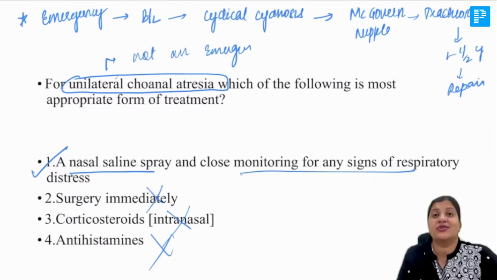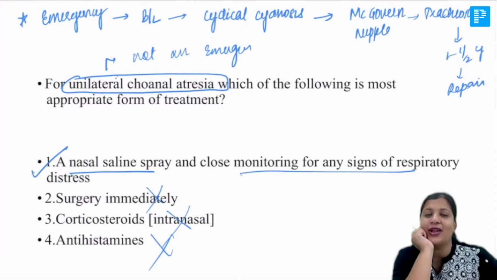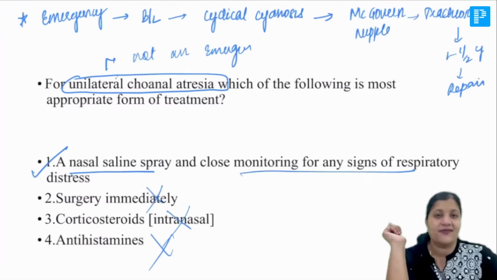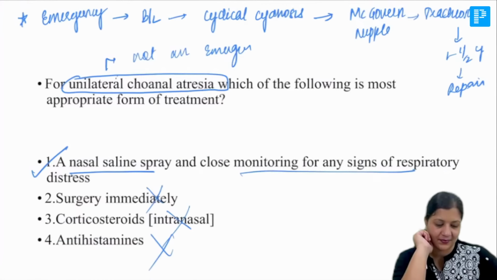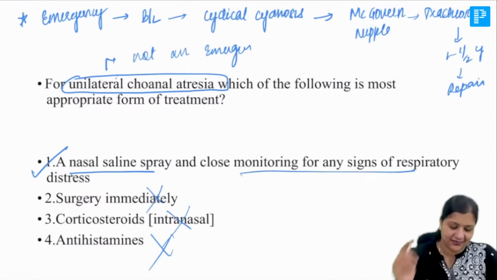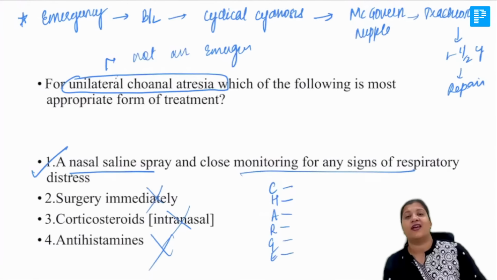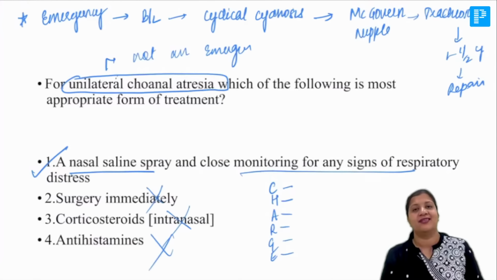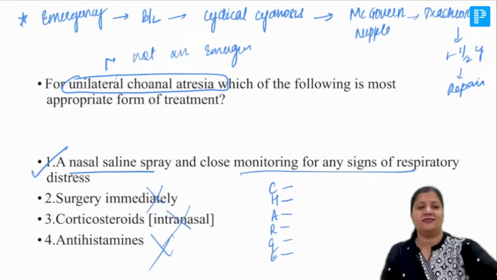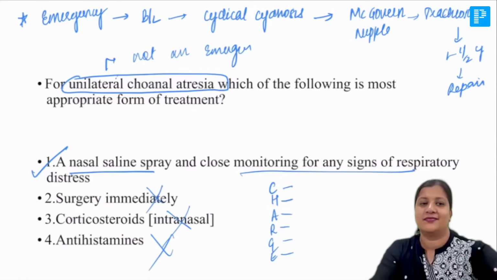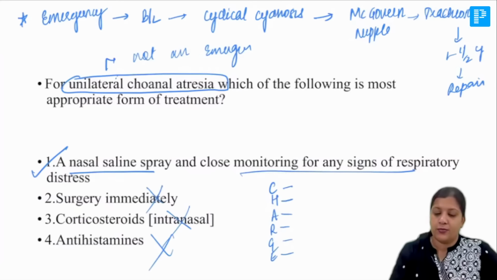Now, if I ask you what is choanal atresia associated with, which syndrome? Can you all answer in the chat box which syndrome is associated with choanal atresia? I'm waiting for your answers. No, it's not VACTERL, it is CHARGE syndrome. Can you all elaborate what is C, what is H, what is A, R, E, and G and D? It's very important because they can ask you this question. What does CHARGE syndrome stand for? C stands for Coloboma iridis.